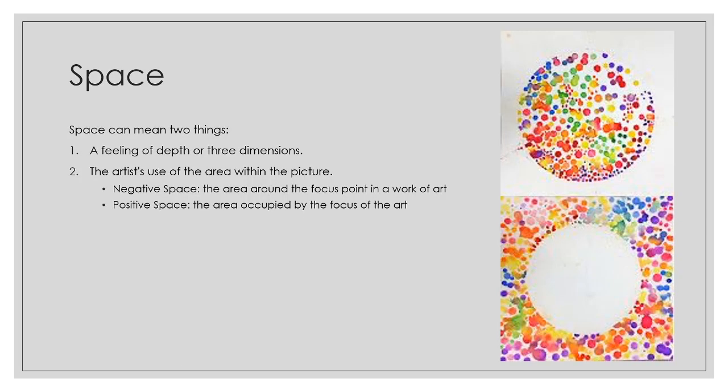The next thing we're going to talk about is space. Space can mean two things. A feeling of depth or 3 dimension in a picture, or the artist's use of an area within the picture.